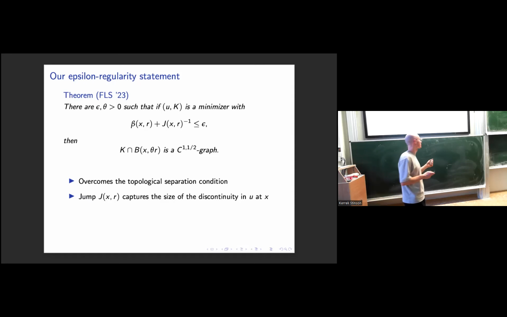We have to introduce a new quantity to deal with the fact that we don't assume topological separation, and that is the jump. And the jump is going to capture the size of the discontinuity at this point. Here I haven't written this, but X belongs to the crack. So it has to apply at a point in the crack. And so the jump is capturing the size of the discontinuity at that point on the crack.